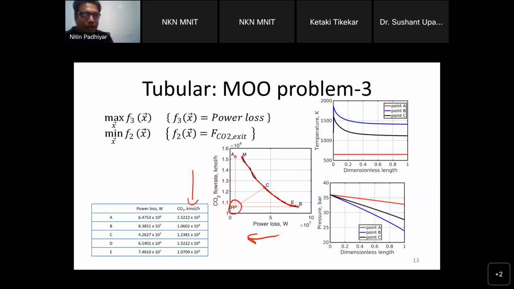And the corresponding temperature and pressure profiles. Of course, there are other profiles as well, like the carbon dioxide profile inside the reactor, then the hydrogen concentration profile inside the reactor, but that I'm not plotting, for obvious reasons.